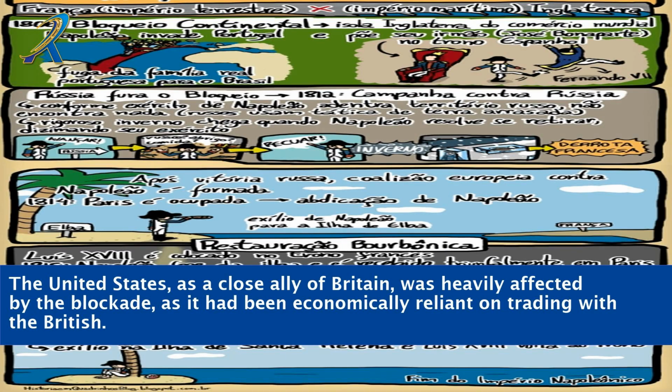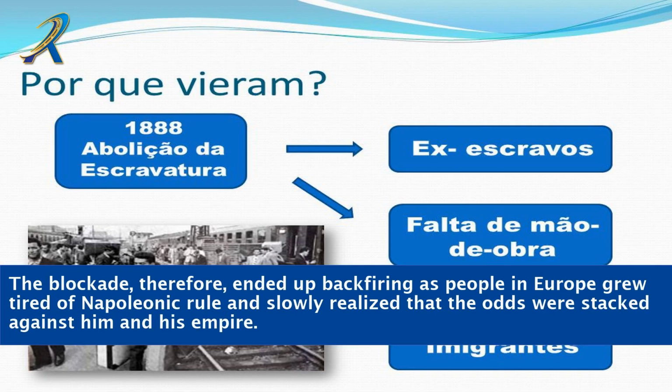The United States, as a close ally of Britain, was heavily affected by the blockade, as it had been economically reliant on trading with the British. The blockade, therefore, ended up backfiring as people in Europe grew tired of Napoleonic rule and slowly realized that the odds were stacked against him and his empire.